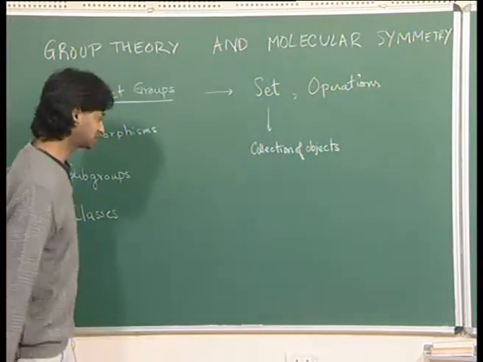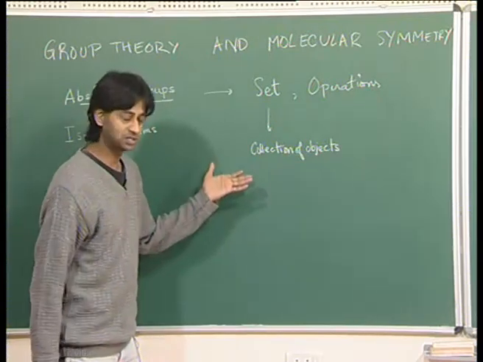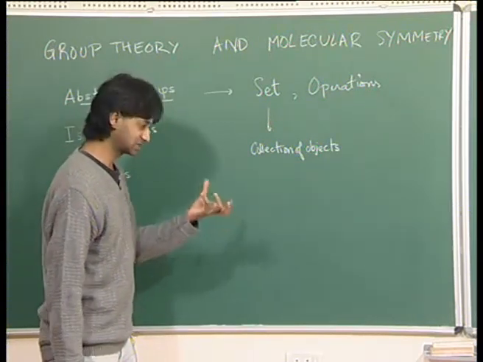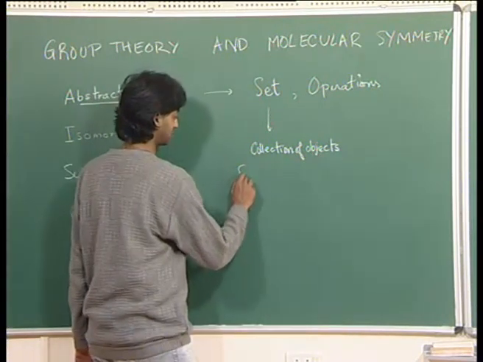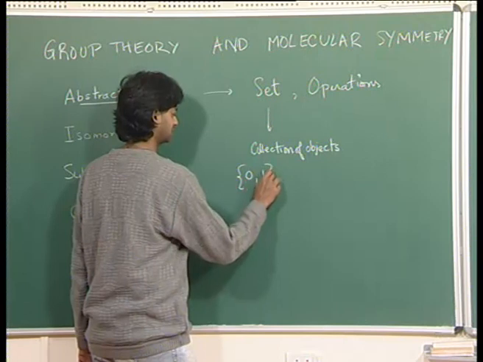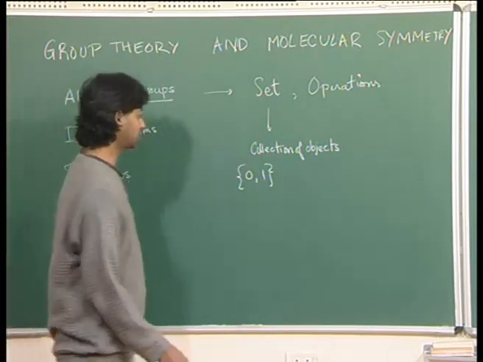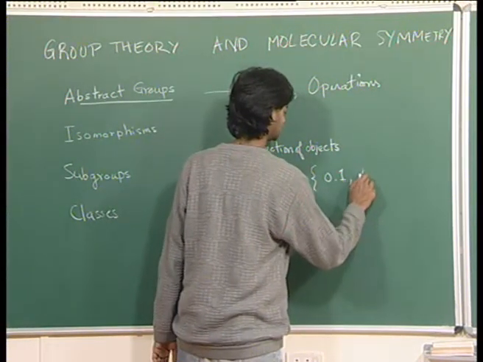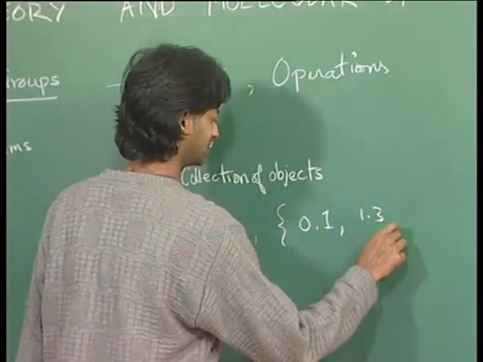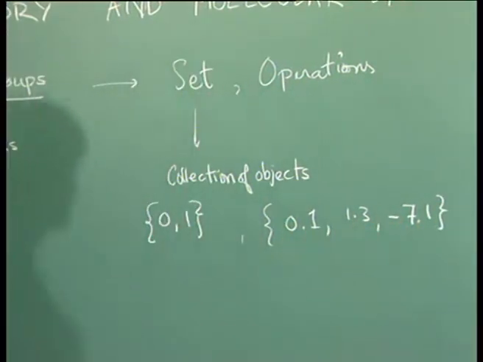And I specifically use the word objects because you can take a set of numbers, you can also take a set of various shapes. This can be anything. So, for example, you can have the set 0, 1. So this is a set of two numbers 0 and 1. Or you can take a set like 0.1, 1.3, minus 7.1. So, these are all examples of sets.